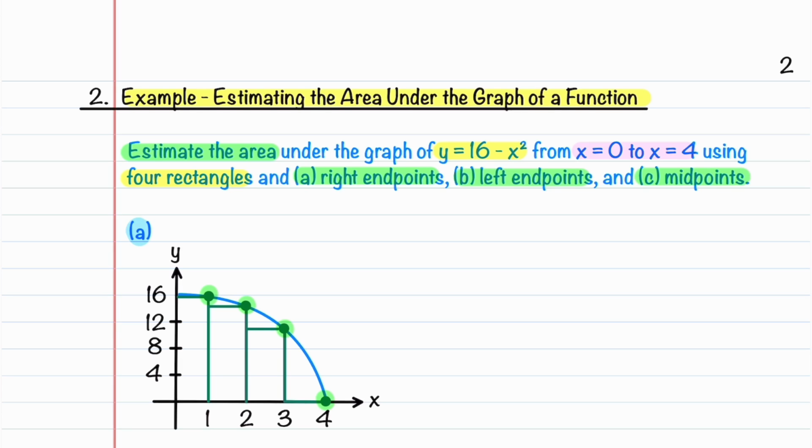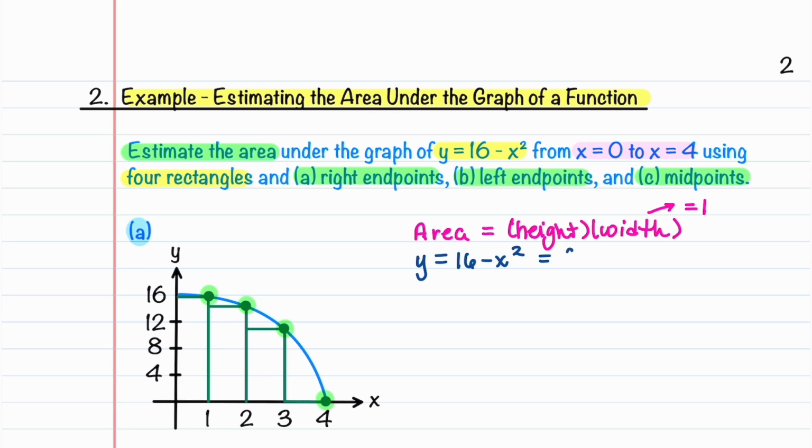Let's start by making a note that the area of each rectangle can be approximated by the height times the width. Notice that since we have 4 rectangles and our region is from 0 to 4, the width of each rectangle is going to equal 1. Our height is going to be approximated by our function y is equal to 16 minus x squared, and we're going to let that equal f of x. That will just help when we put it into our formula.